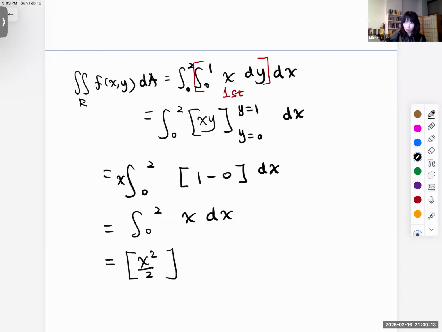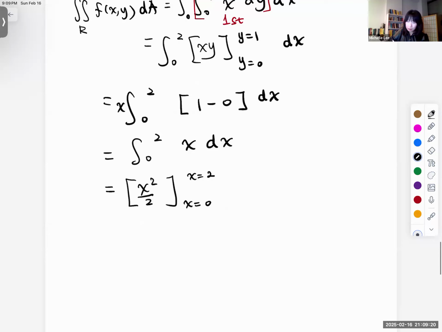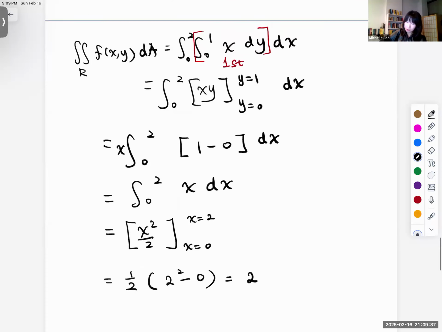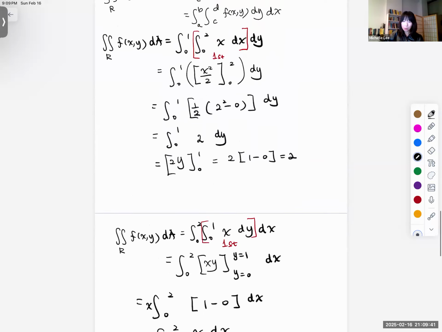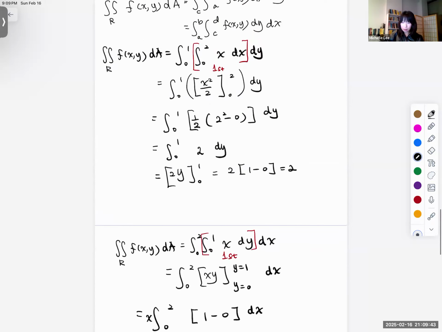Now we need to evaluate x equal to 0 to 2, right? So we have 1/2. We have 2 squared minus 0. So 4, and then 2 we can simplify, which is 2, right? So we get the same answer. Can you see that? But which one is easier? The first one was easier, right?